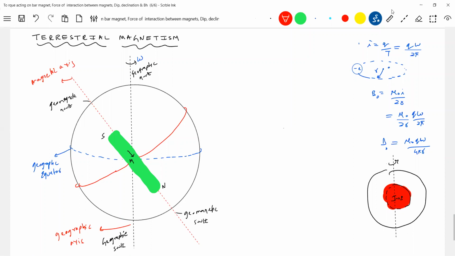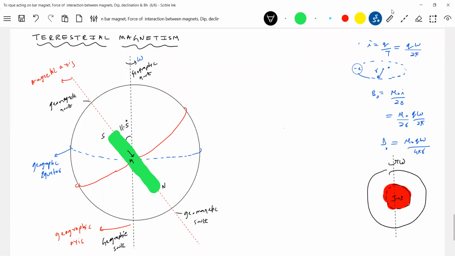Presently, if you look at the data, the angle between the dipole moment, the magnetic axis, and the geographic axis is around 11.5 degrees, and it's not a fixed constant. It is varying. Sir, how? That's what we don't know. What is the reason? It means the core is spinning. Sir, it should spin about omega. No, it has its own spin.